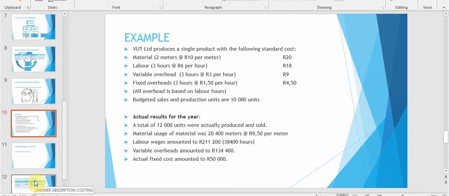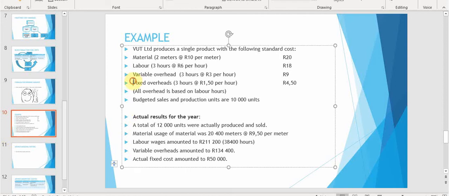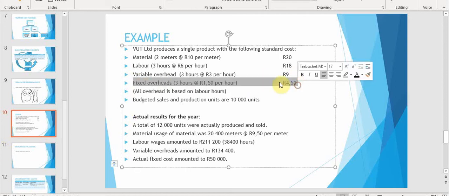And this example will seem familiar because this is the example that we used in the previous set of slides, part 1 as well. However, I've now added some fixed costs to it. So this example says that VUT Limited produces a single product and they have the following standard cost. And the focus must now be put on the fixed cost. So we're going to focus on that fixed cost there. I just want to highlight it.